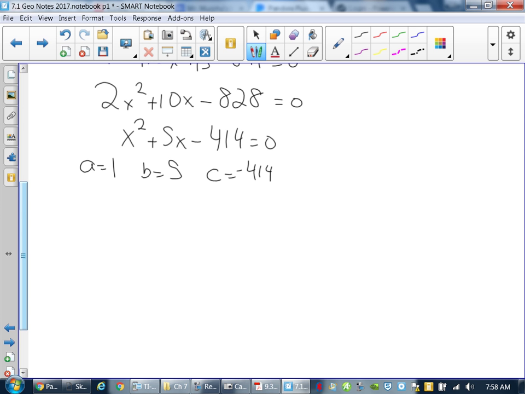So far, so good? If you had left it out, then your a value would have been 2, b 10, and c negative 828. You're still going to get the same result in the long run. I just simplified because whenever I see something I can simplify, I just do it. And that's okay. If you did this correctly, you're going to get the exact same answer.